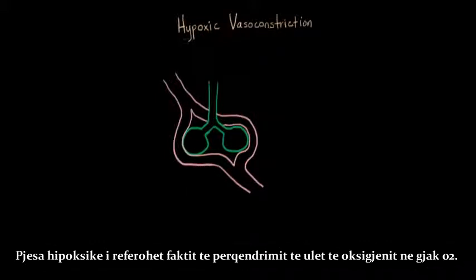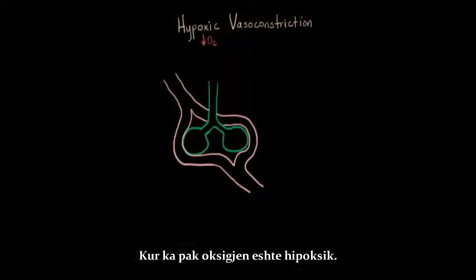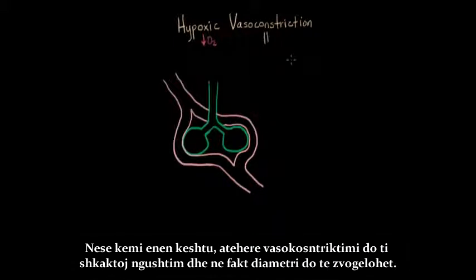So the hypoxic part is referring to the fact that it's low in O2. So the lungs' job is to carry O2, or oxygen, to our bodies, right? So when it's low in oxygen, it's hypoxic. And vasoconstriction is basically a stricture. So if you have your vessel going like this, vasoconstriction is when they get restricted and the diameter actually decreases.